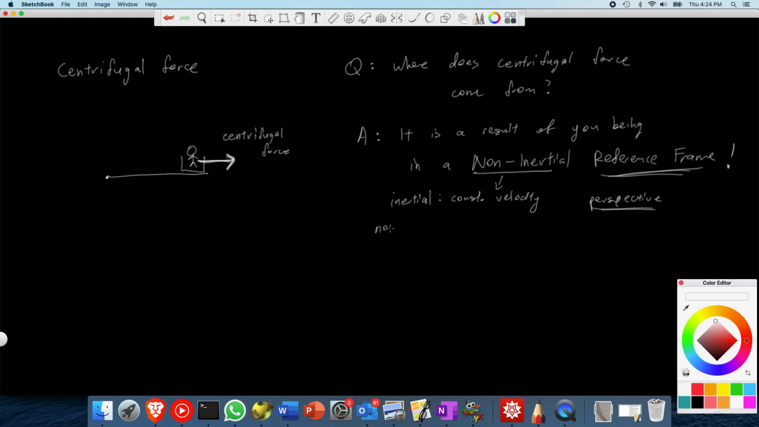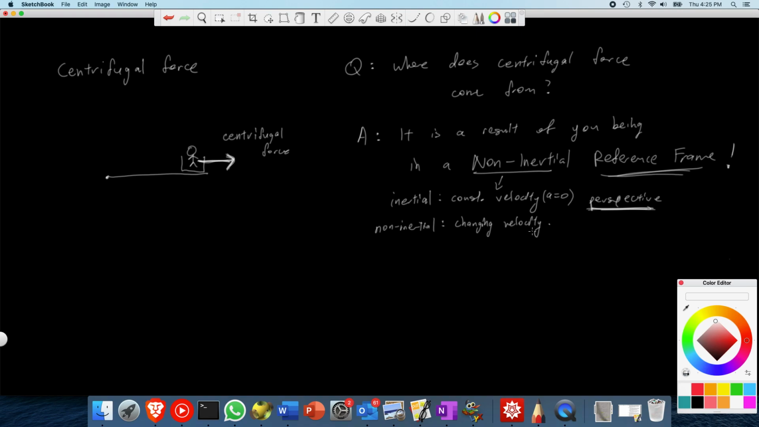And that means that non-inertial, so constant velocity means acceleration equals 0. Whereas non-inertial means acceleration is not 0, so changing velocity. So a non-inertial reference frame, we put it together, is a perspective that you look at the world from, where the reference frame itself is changing in velocity.